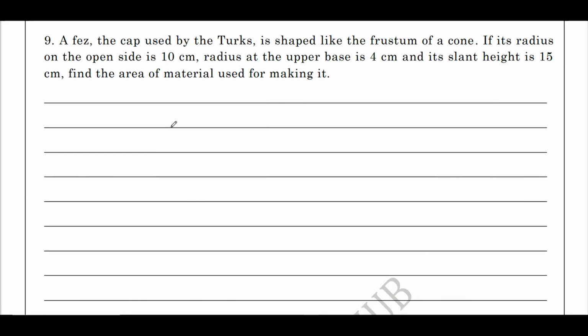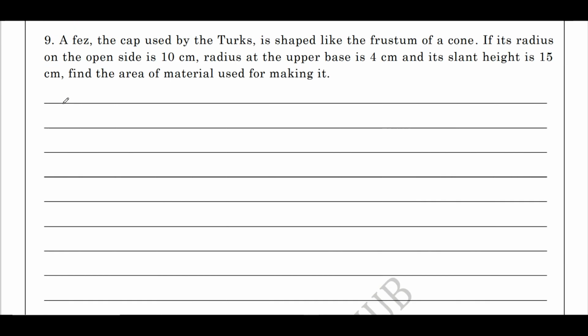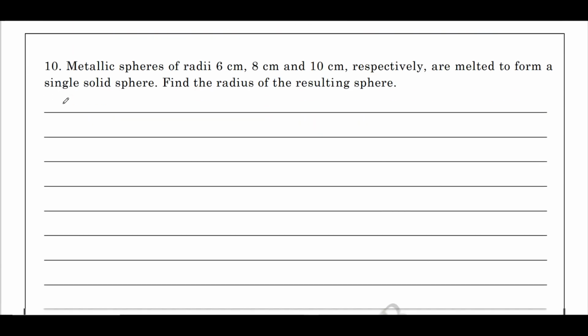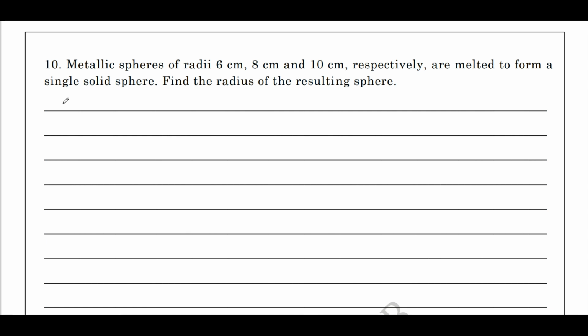There is a cap used by the clown. It's in the shape of a frustum of a cone. If its radius on the open side is 10 centimeter and at the upper base is 4 centimeter, its slant height is 15 centimeter. Find the area of metal used. Students, it is the CSA of the frustum of the cone plus the top area, that is pi r square, and add it, you will get the area of material used. Students, this question I have already solved and posted the answer on my YouTube channel. You can check it out.